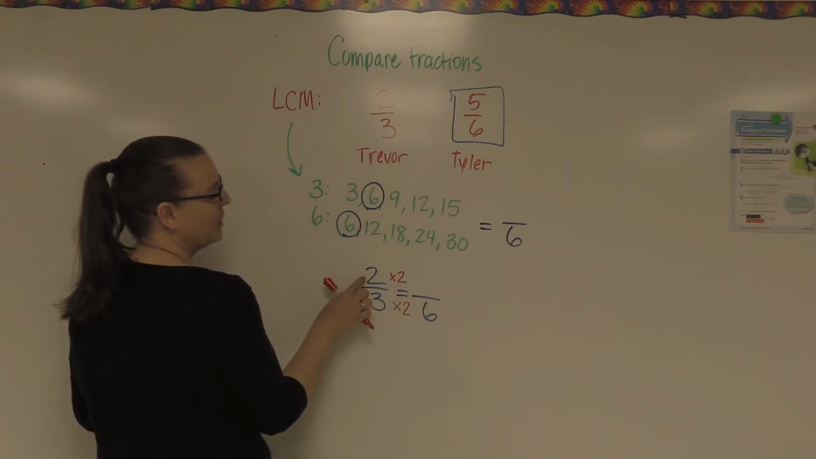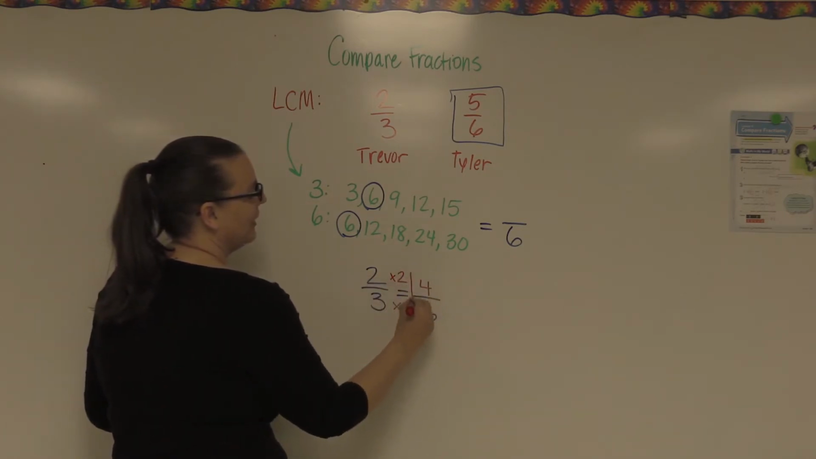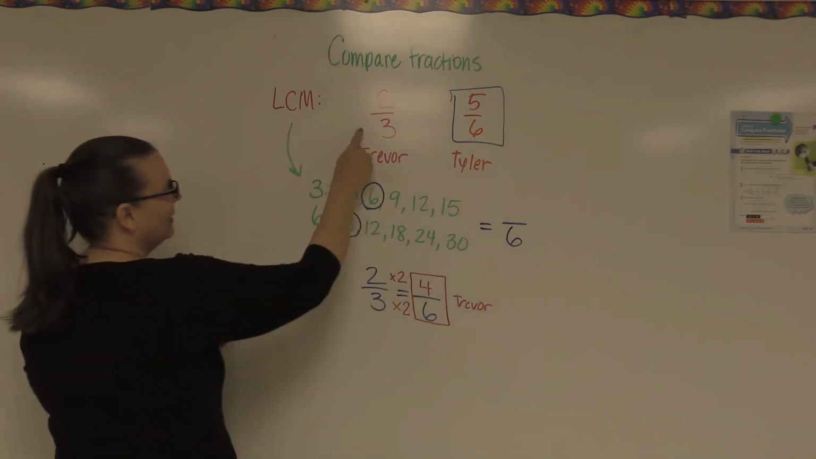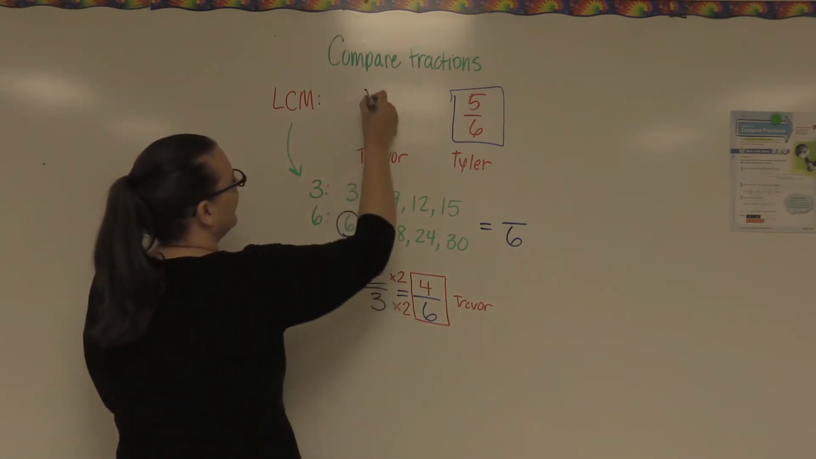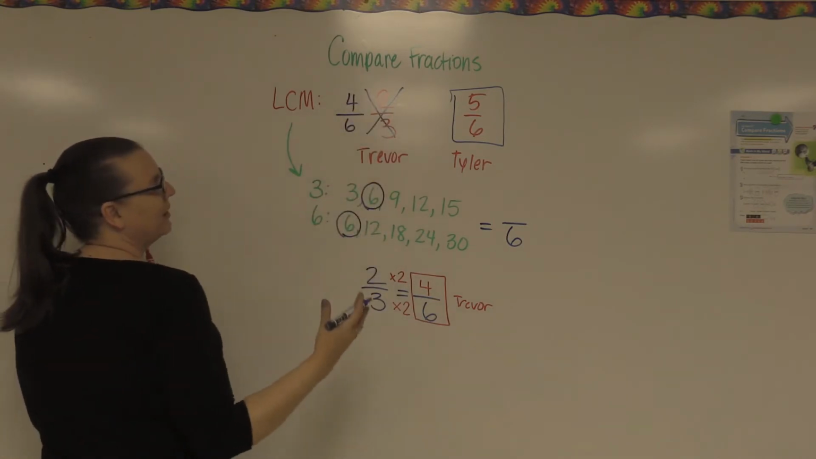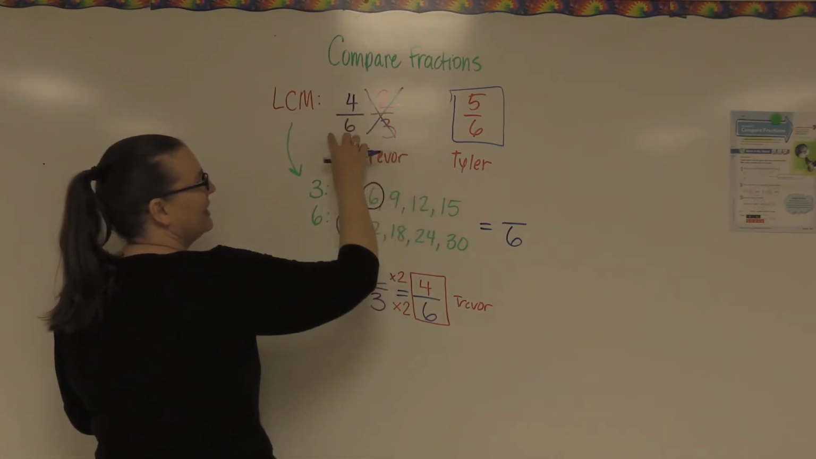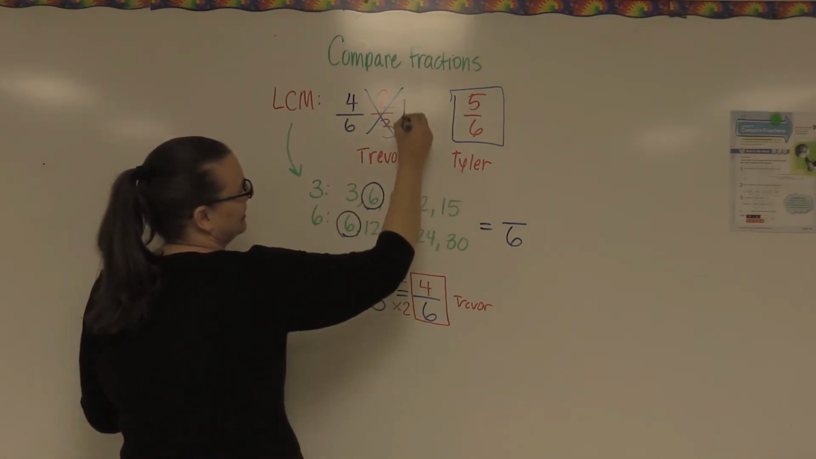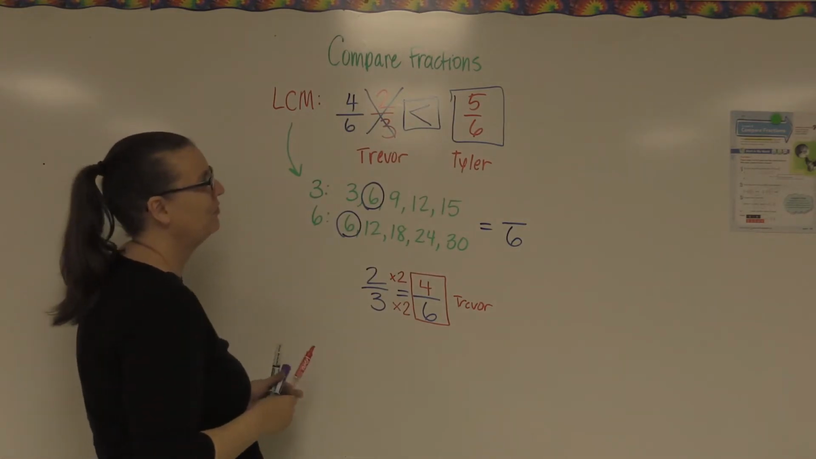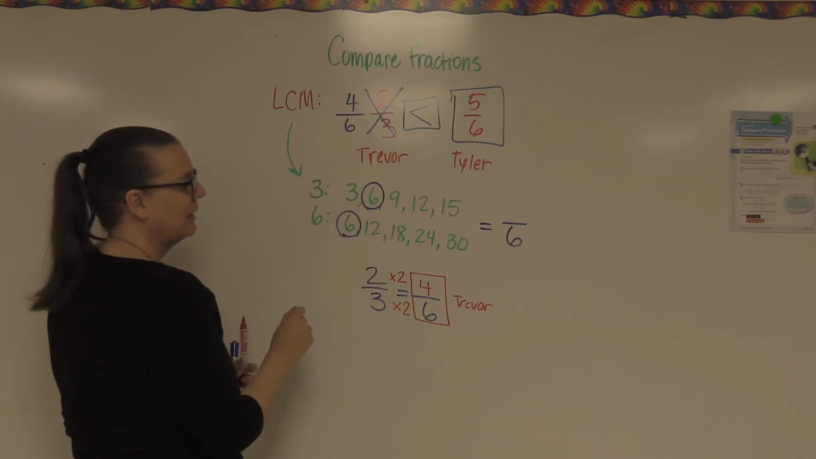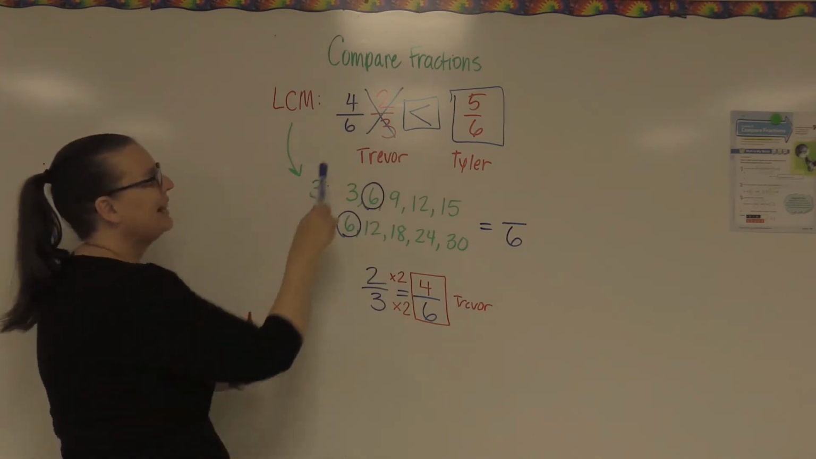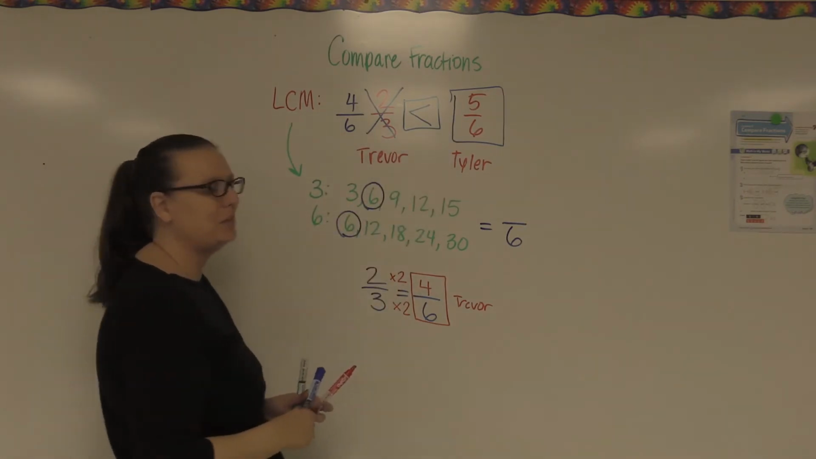So now I'm going to find the new numerator. 2 times 2 is 4. This is my new fraction for Trevor. So up here, instead of having 2/3, I'm going to cross that out because I just changed it into 6ths, and it was 4/6. Now we can compare. Who made more goals? Trevor, who made 4 out of 6, or Tyler, who made 5 out of 6? Well, guess what, friends? Tyler was the one who made more goals. So finding the least common multiple can help you make an equivalent fraction so you can compare, because remember, they always have to have the same denominator to be able to be compared.